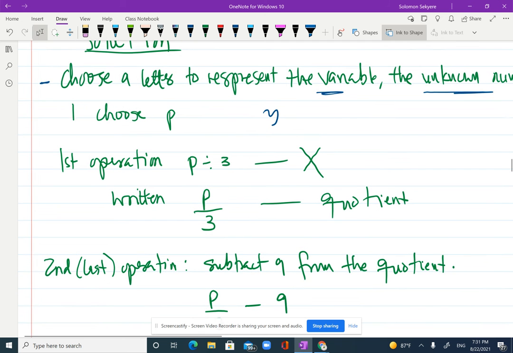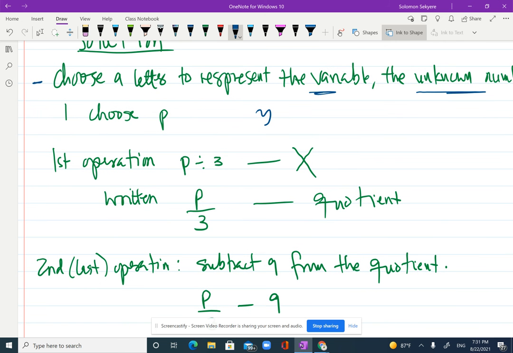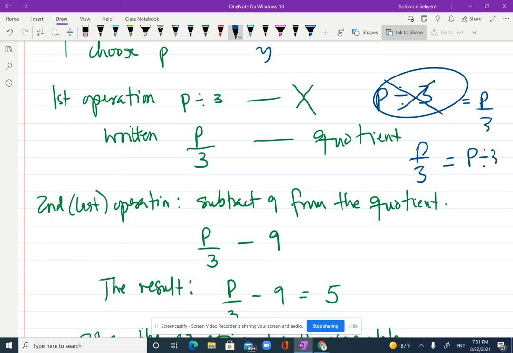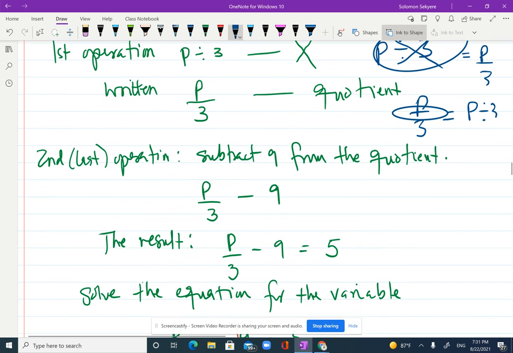Okay, so what is the first thing we did? The operation is the number divided by 3, which is written P divided by 3, right? Okay, so from this point on, you're going to write this as P over 3. We're going to get away from this sign. So P over 3 is the same as P divided by 3. So we're going to use this as the division sign. Okay, that's the first operation.